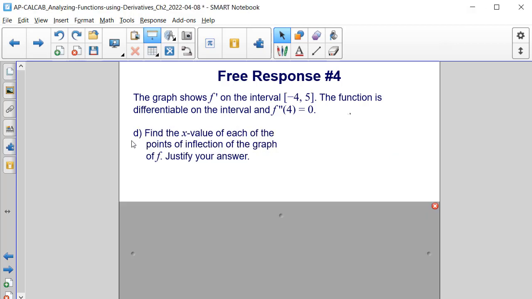For part D, find the x value of each of the points of inflection of the graph of f and justify your answer. Well, if we look at our graph of f prime, what we're looking for here are our corners or turning points in our derivative function. Because those turning points where f double prime is equal to 0 or is undefined will end up indicating where those points of inflection are. And this is occurring at x equals -3, x equals -1, x equals 2, and x equals 4.